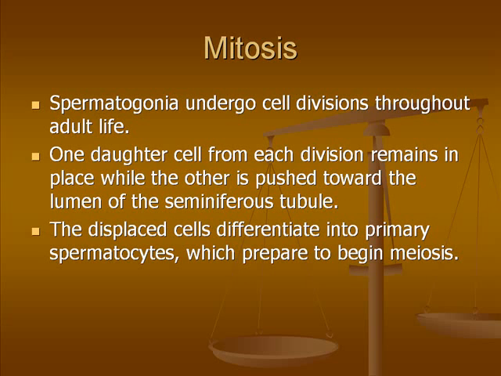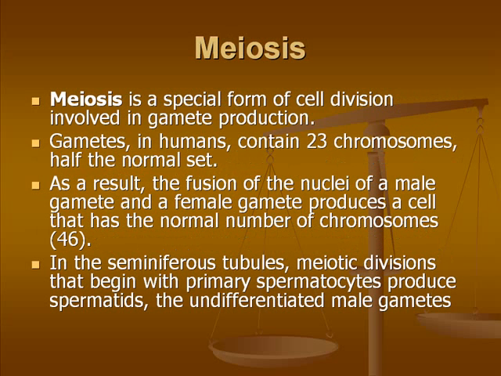The displaced cells will then differentiate into primary spermatocytes, which are prepared to undergo meiosis. So meiosis is a special form of cell division. It involves gamete production. Gametes in humans contain 23 chromosomes, half the normal set. As a result, you'll see a fusion of the nuclei of the male gamete and the female gamete, which will produce the normal number of chromosomes, which is 46.